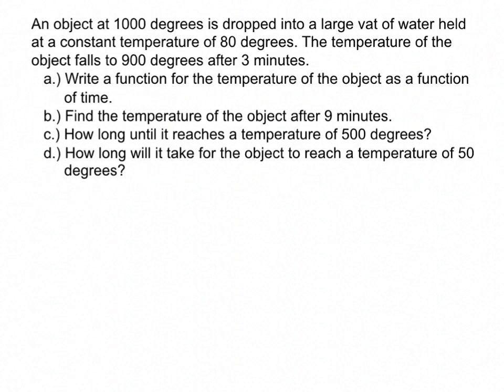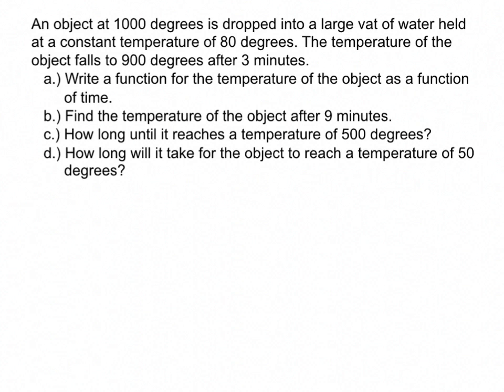Okay, so my example, right? I've got an object that's 1,000 degrees, so that's sort of the temperature of the object that's going to be changing, and it's dropped into this large vat of water that's held at a constant temperature of 80 degrees, right? So that's the temperature of the medium. The temperature of the object falls to 900 degrees after 3 minutes. Part A, I want us to write a function for the temperature of the object as a function of time.